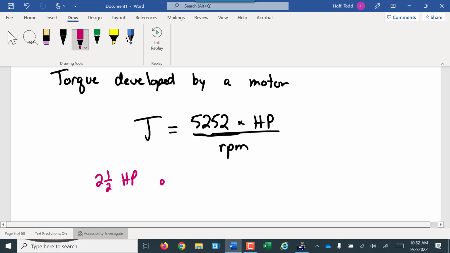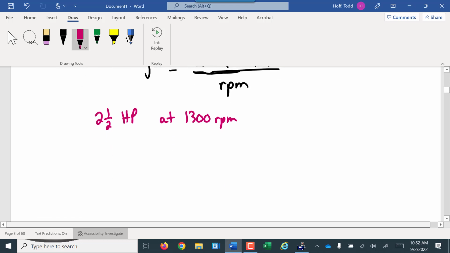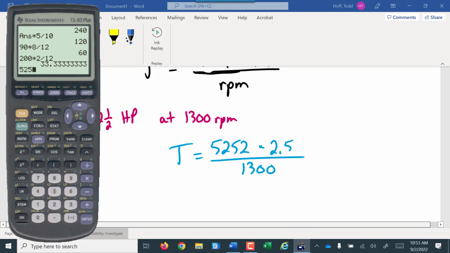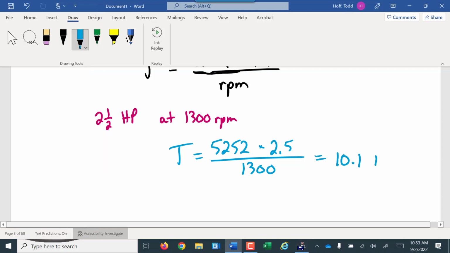So if you have a 2.5 horsepower motor at 1,300 RPM, the developed torque is 5,252 times the 2.5. I'm just going to put it in as 2.5 over 1,300. So 5,252 times 2.5 divided by 1,300 should be 10.1 pound-feet of torque.